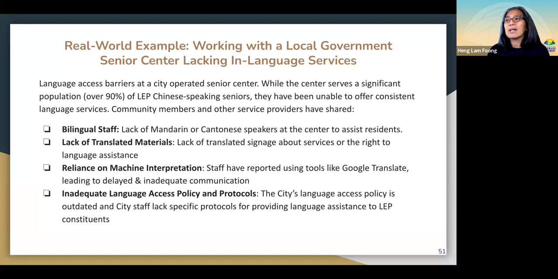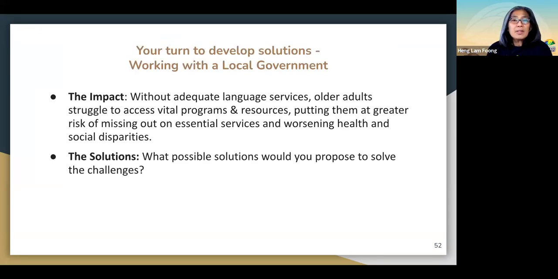And we know the city has a language access policy that's outdated and that the staff lack specific protocols for providing language assistance to their LEP constituents. So this is what's happening. Next slide, please. All of this, what's the impact?